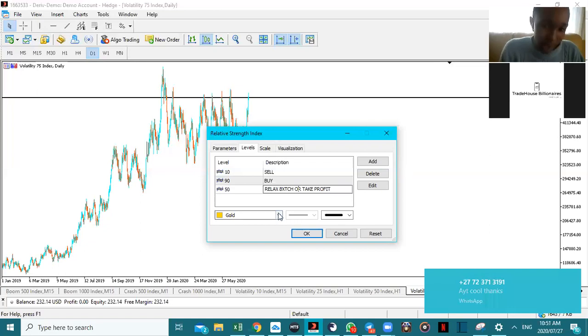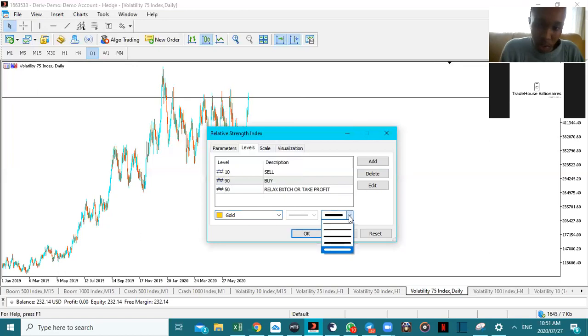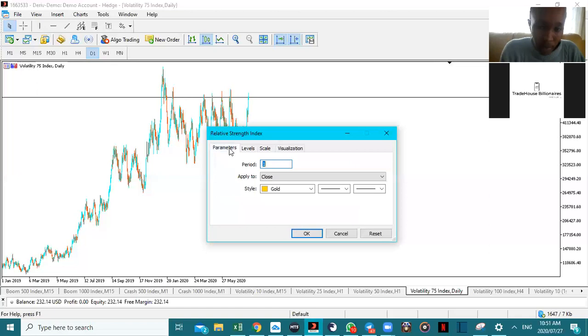You can set it up to any colors you want. You can set it to gold, pink, blue, whatever. It's up to you. Just make sure that it's at the highest thickness you can get it on. One last thing you want to do is go to Parameters, and make sure it is on 1. Then you just press OK.